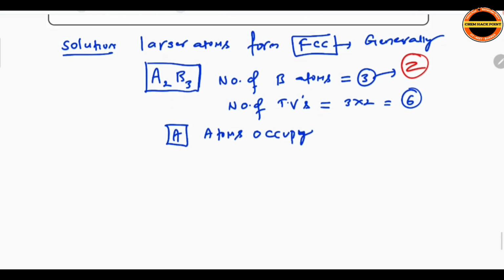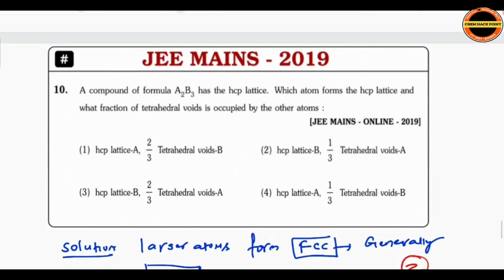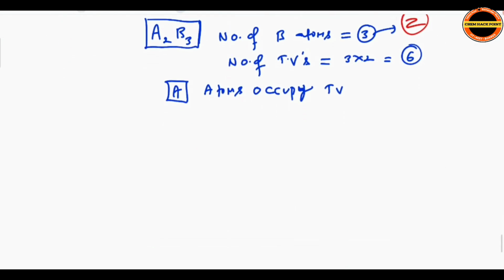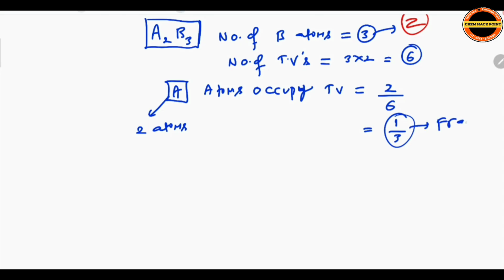Now A atoms occupy tetrahedral voids. But what they specified in the question is what fraction of tetrahedral voids is occupied by the other atoms. A atoms occupy tetrahedral voids. How many atoms of A are there? Atoms of A are 2 atoms. So atoms occupying TVs is 2 by 6 tetrahedral voids, which is 1 by 3. So a 1 by 3 fraction of tetrahedral voids is occupied by atoms A.